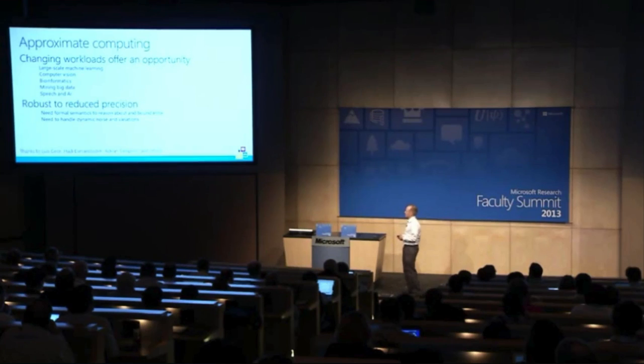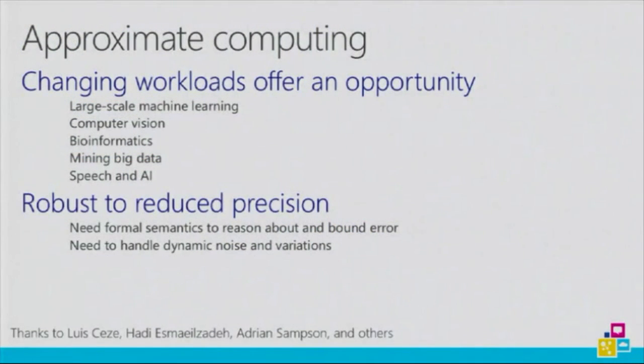Not only do we have an enormous economic incentive, our workloads have changed. We're doing enormous numbers of things that intersect with the analog world, our world, in fundamental ways. If you look at that list of classes of applications, large-scale machine learning, vision, bioinformatics, mining big data, speech, AI, NUI, these are all things that take in some sense an analog input or produce an analog output or have many possible answers. These are things where you can afford some imprecision, some error. In fact, you can afford a lot if you have the right algorithms, the right convergence.